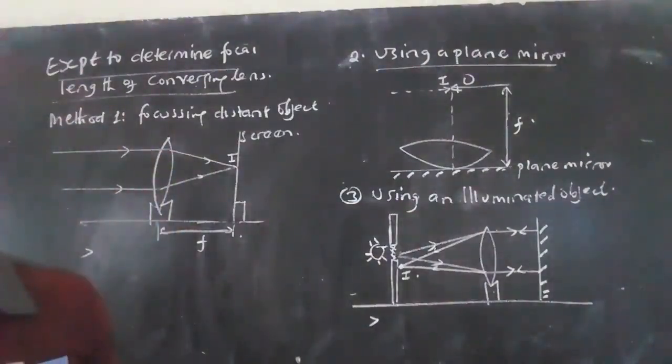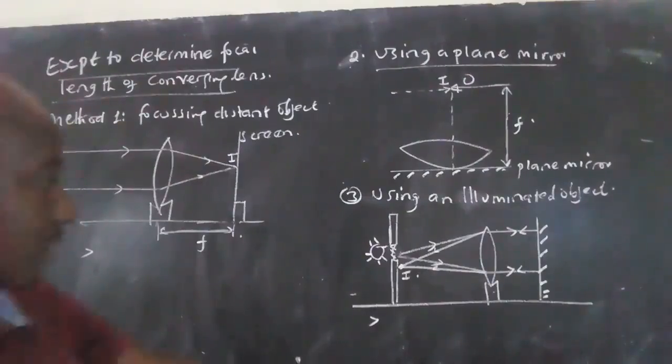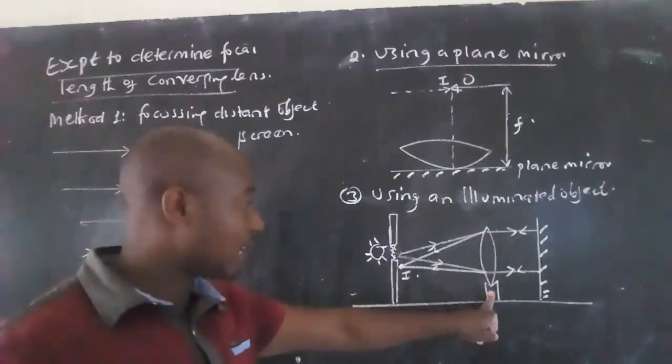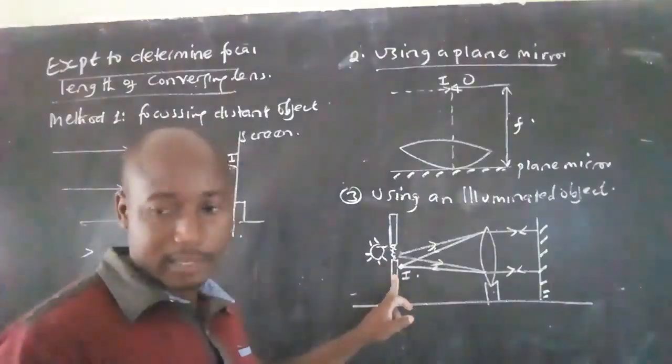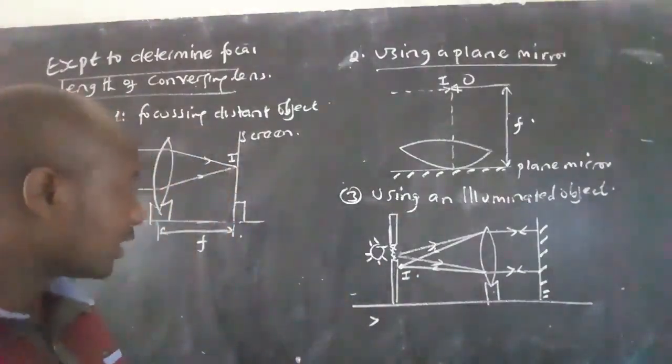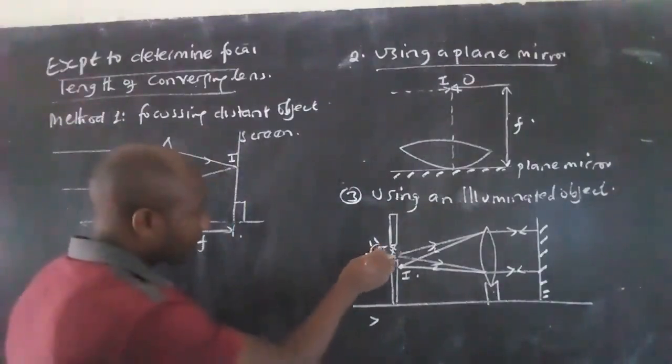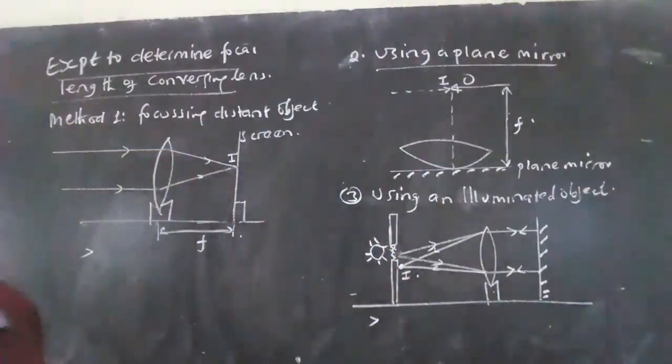In this case, we are using a plane mirror and an illuminated object. We shall say that a lens is mounted in a holder and is pressed between the screen with cross wires and the plane mirror as shown above. Then the light is switched on.